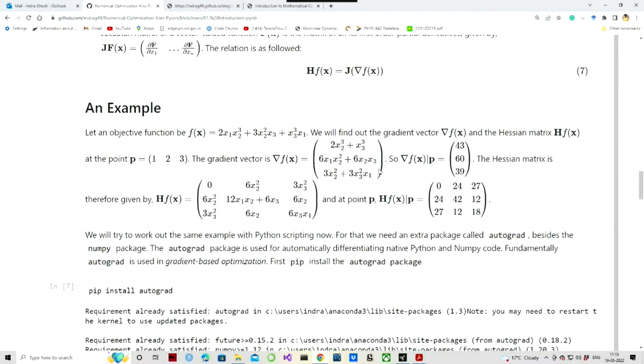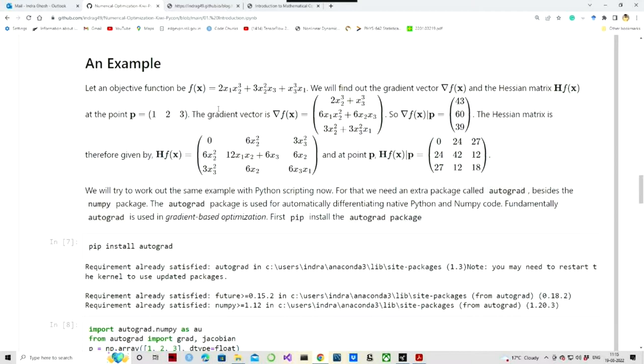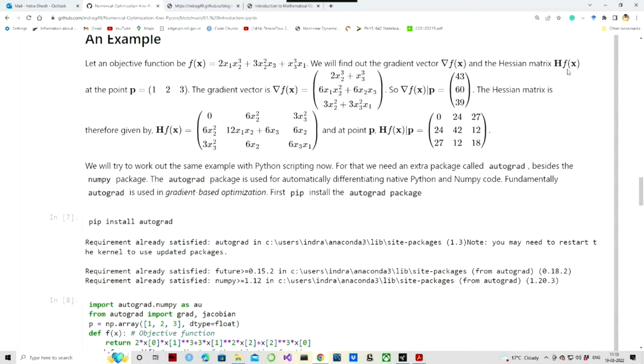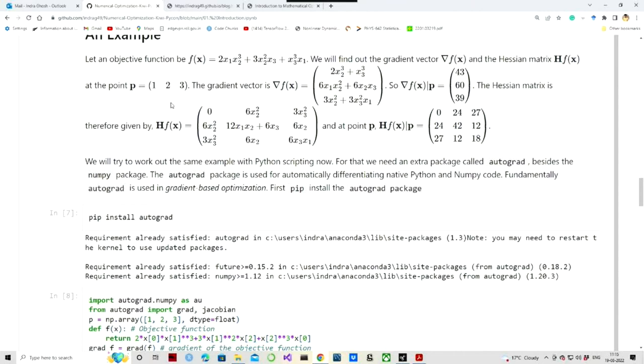So now I'll deal with an example. Let an objective function be f of x, which is given by this formula. We'll find the gradient vector, nabla f of x, and the Hessian matrix at this particular point 1, 2, 3. So this is a vector. At that particular point, we'll find the value of nabla f of x and H of f of x.